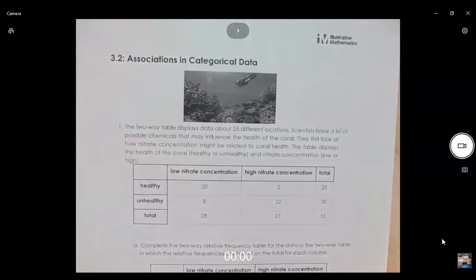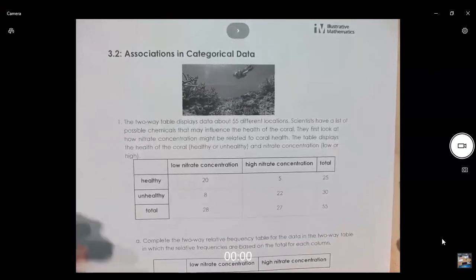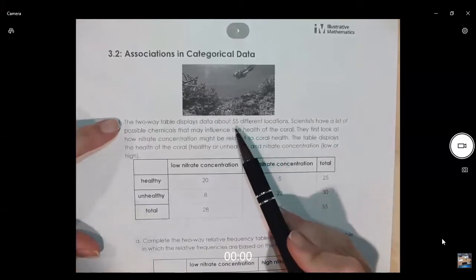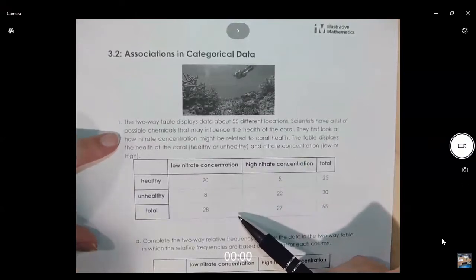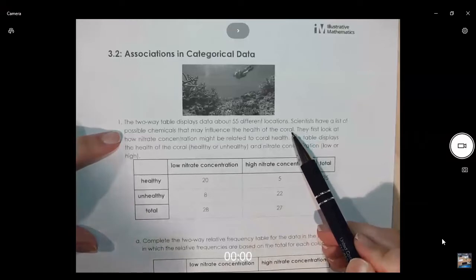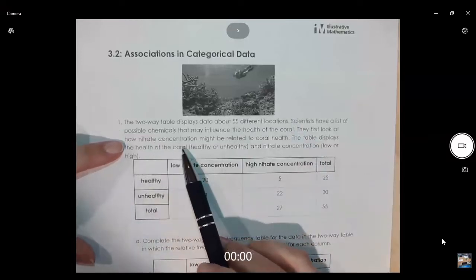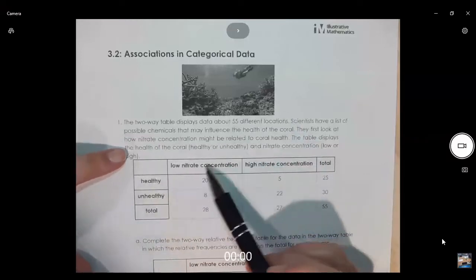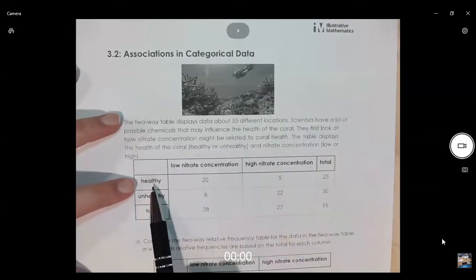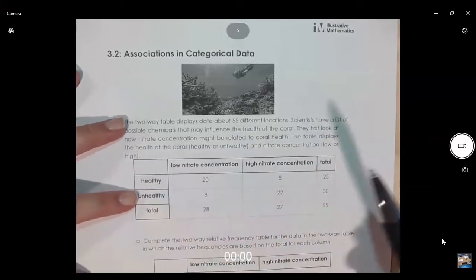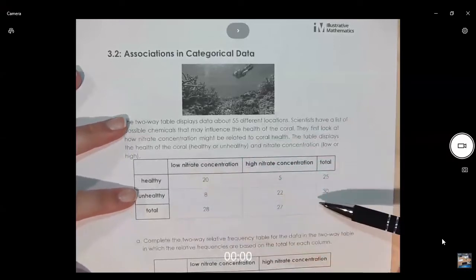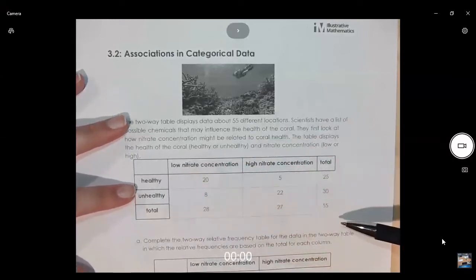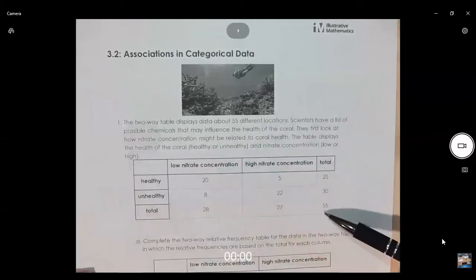Let's look at some data and see if we can find any associations or any conclusions from the data that we see. So the two-way table displays data about 55 different locations. Scientists have a list of possible chemicals that may influence the health of coral. First, they look at how nitrate concentrate might relate to coral health, and then they've displayed it in this table. So you see that they've got some healthy and some unhealthy coral, and a low and a high nitrate concentrate, and they've listed out the number. So in total of everything, they've looked at 55 different locations.